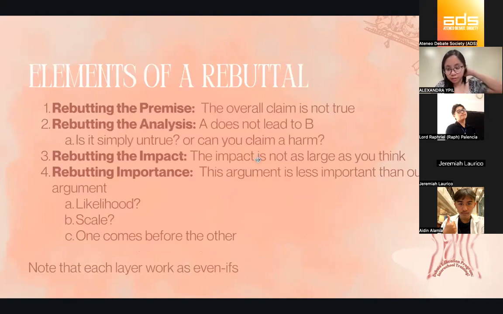So now we'll go to the elements of a rebuttal. The old structure that I was taught is, first step is disproving the truth value, why it's not true. And then secondly, even if it's not true, there are reasons why this argument should not be credited. So other metrics that aren't just challenging the truth value, which also challenges the likelihood, the scale, or prerequisite, like one comes before the other.